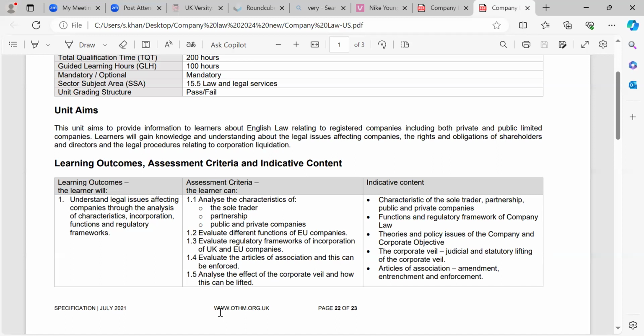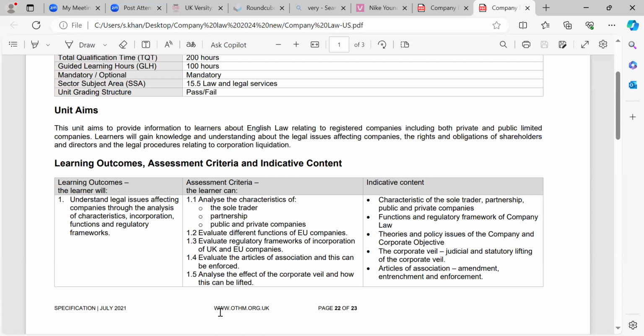We looked at the significance and importance of articles of association, so internal governance, investor confidence, and legal compliance. We then went on to look at flexibility and adaptability and conflict resolution for articles of association. And finally, we looked at 1.5, which was to analyse the effect of the corporate veil and how this can be lifted. And we looked at what the issue was around the corporate veil.